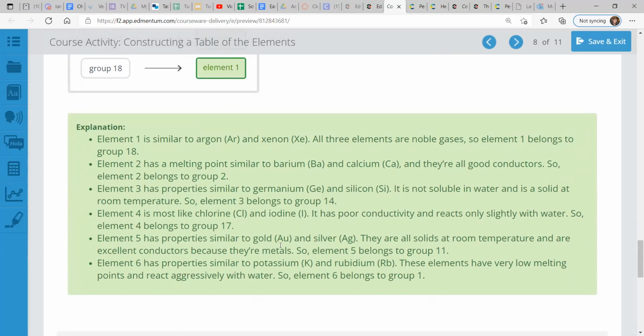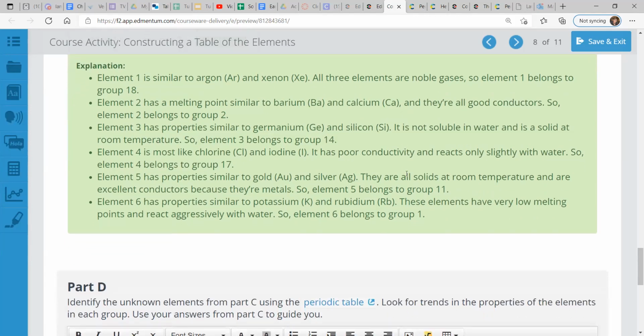Element 4 is most like chlorine and iodine. Poor conductivity, reacts only slightly with water, so it belongs to group 17. Element 5 has properties similar to gold and silver, all solid at room temperature, very good conductors because they're metals. So it goes to group 11. And then lastly, we have 6, and it has similar properties to potassium and rubidium. These elements have very low melting points and react very aggressively with water.